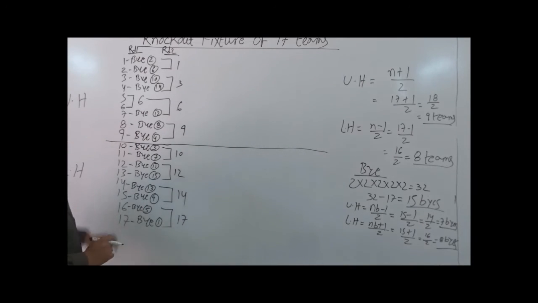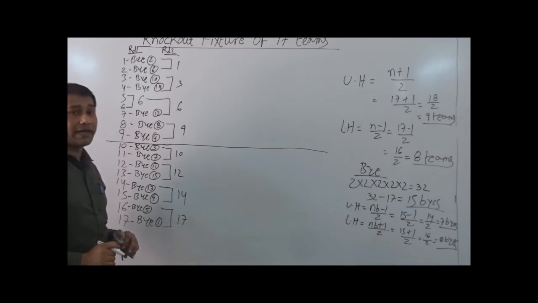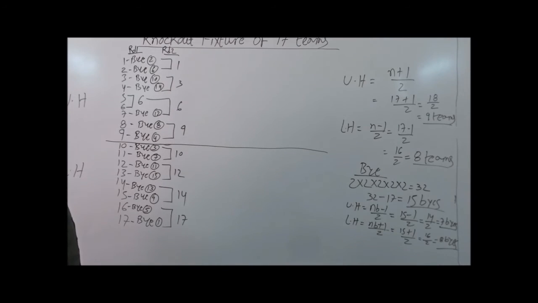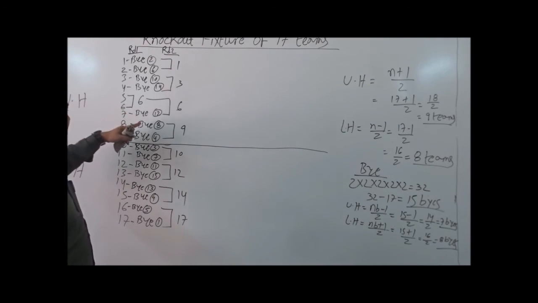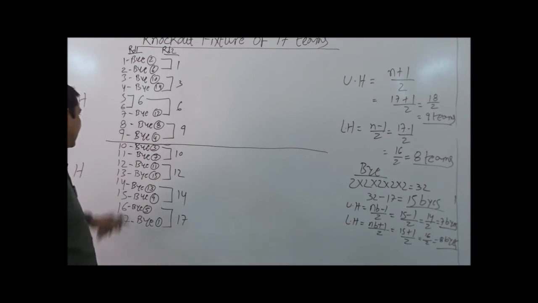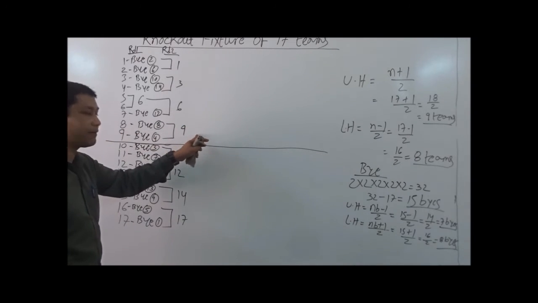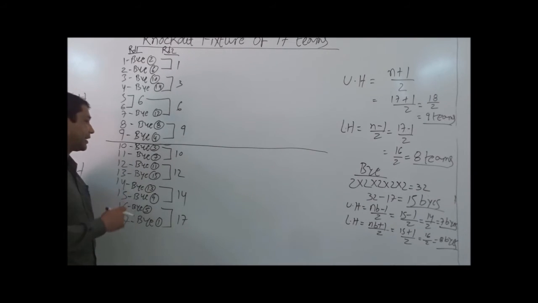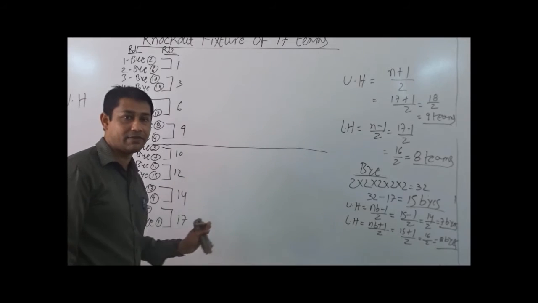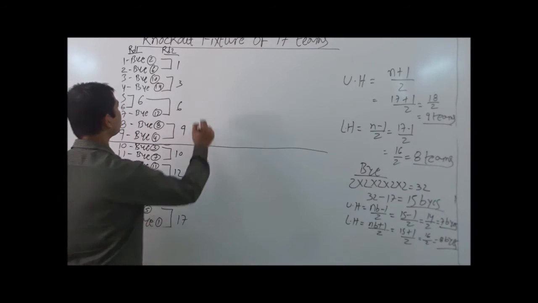As you can see, from 1 and 2 I have found out the winner 1, from 3 and 4 I have found out 3, from match between 6 and 7 I have found out 6 as a winner, match between 8 and 9 I have designated 9 as a winner, from the match between 10 and 11 10 is a winner, 12 and 13, 12 is a winner, 14 and 15, 14 is a winner, and from the match between 16 and 17, 17 has been nominated as winner.